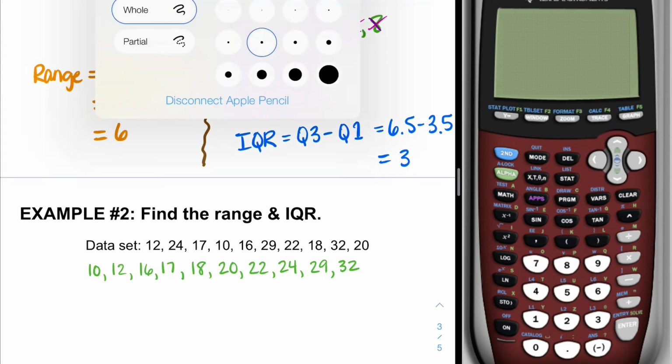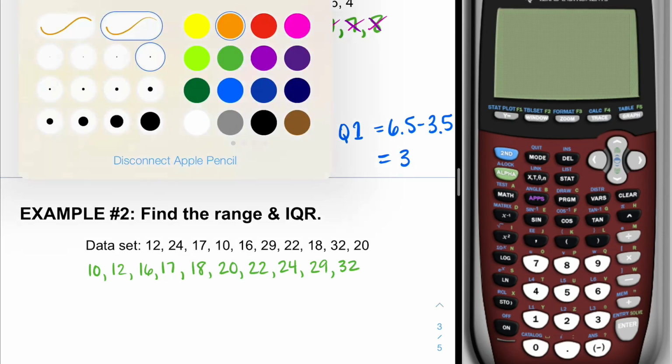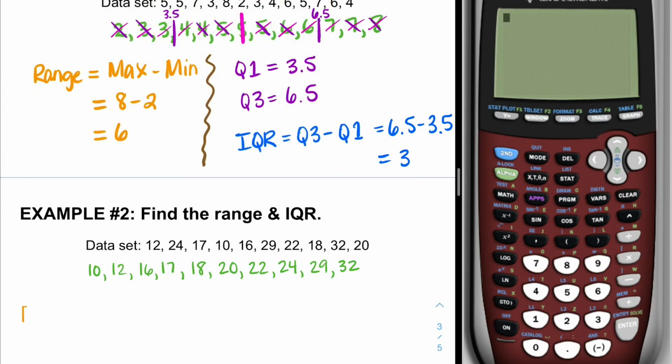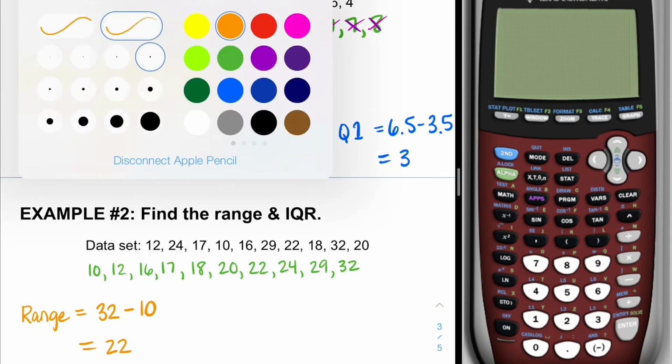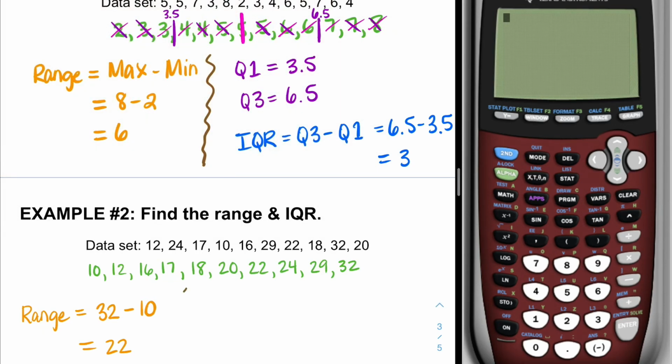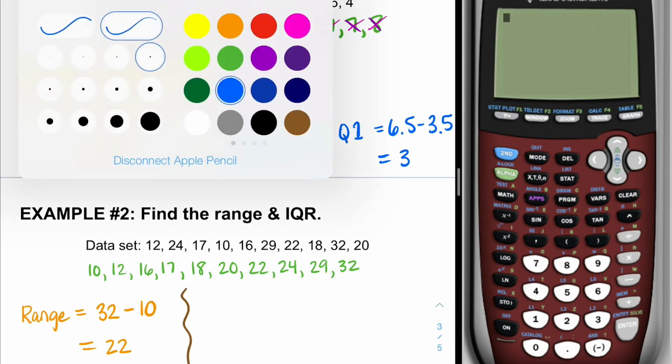Okay. So, of course, like we did before, the range is just your max minus min. So the max is 32 minus the min, which is 10. So we end up getting 22. That is the range. The next thing that we want to do is find the IQR. But before we can find the IQR, we have to find the quartiles.